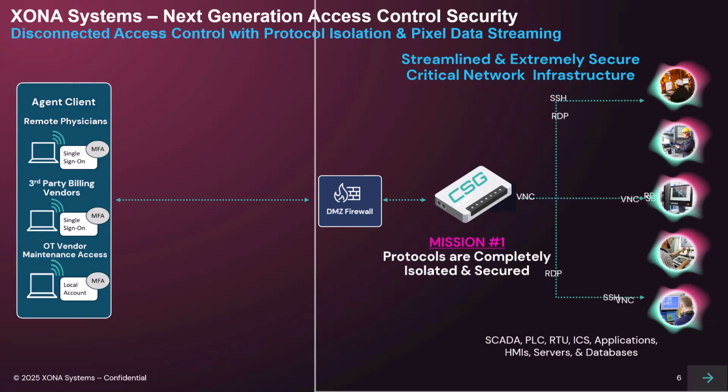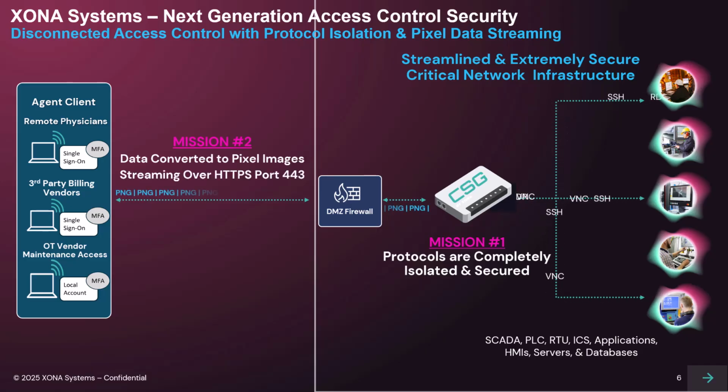So mission number 1 is complete protocol isolation. This disconnects the traditional attack surface created by VPNs and jump servers. Mission number 2 is we convert all system interaction into static pixel images, and these are streamed over HTTPS port 443. This instantly removes all risk of data interception.